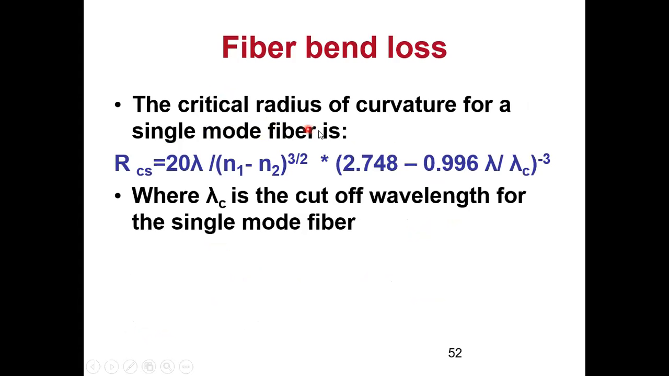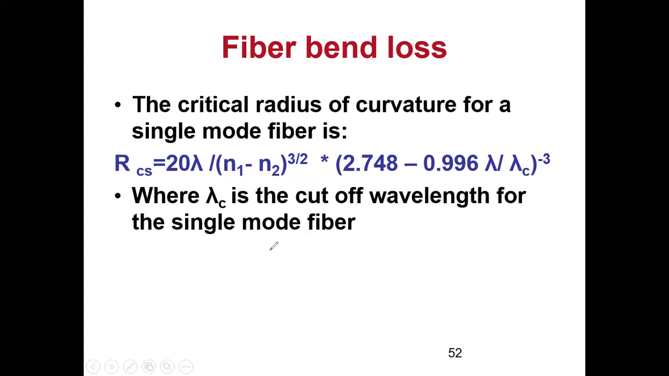Now, second formula, the critical radius of curvature for a single mode fiber. R_CS single mode is 20 lambda upon (n1 minus n2) raised to 3/2, and this part is in the numerator. This is not in the denominator. 20 lambda into this is in the numerator, and the denominator has only (n1 minus n2) raised to 3/2.